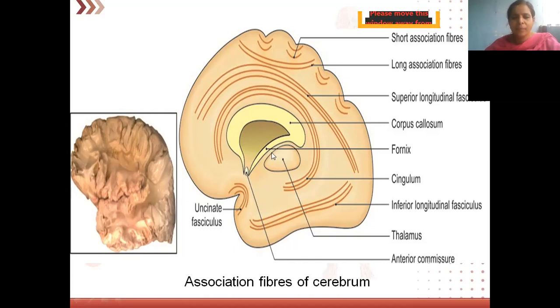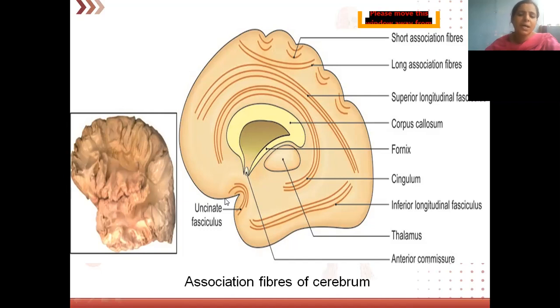You have to check with this corpus callosum to identify which is anterior and which is posterior. Here we have the rostrum. This is the genu. This is the body or trunk, and this is the splenium. So that means this is the frontal lobe. This is the parietal lobe. This is the occipital lobe, and this is the temporal lobe. So when you see the cut section of the cerebrum, you have this corpus callosum.